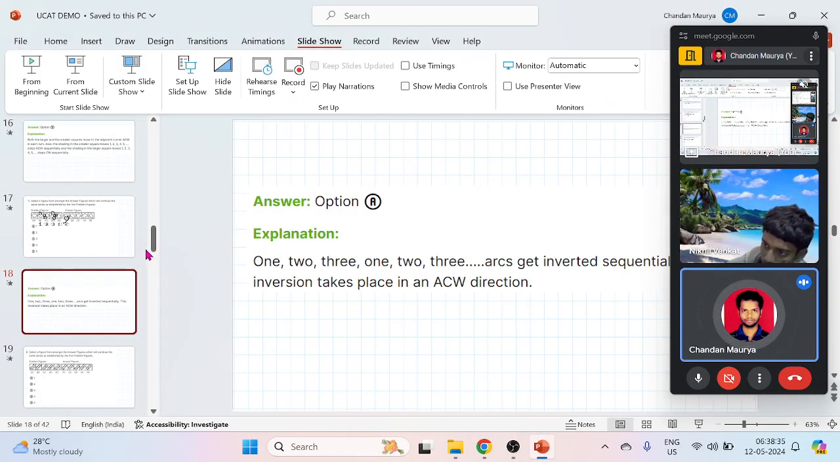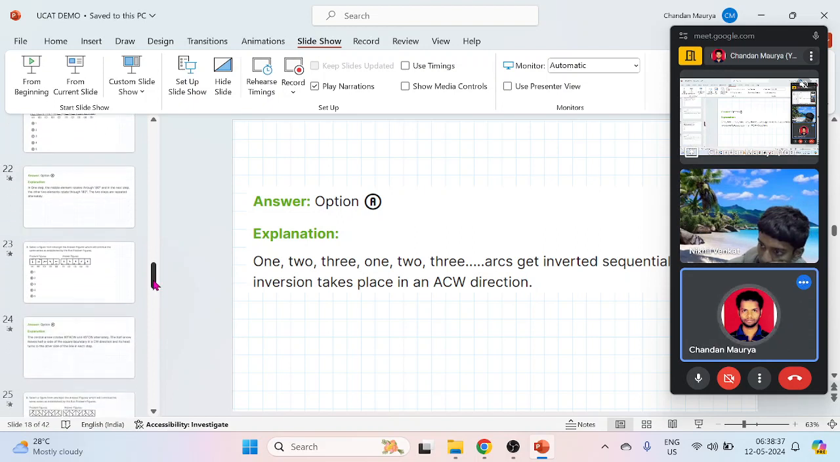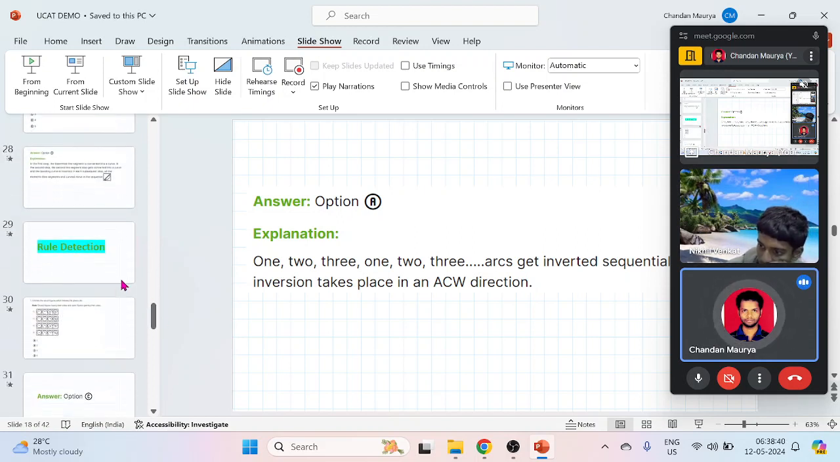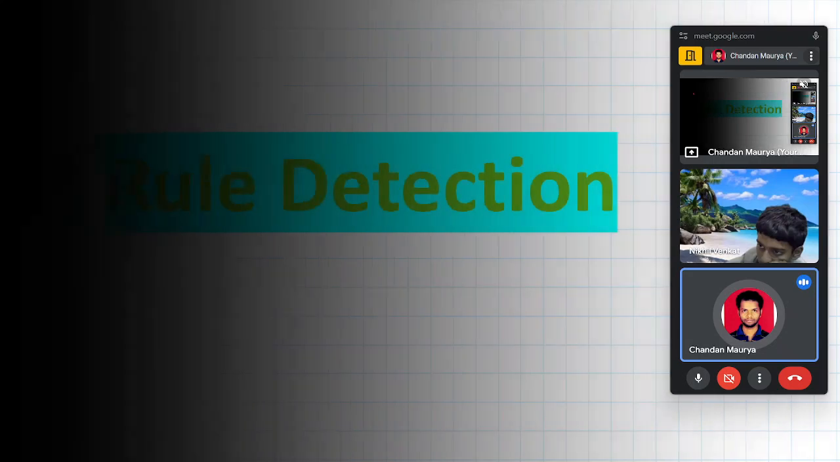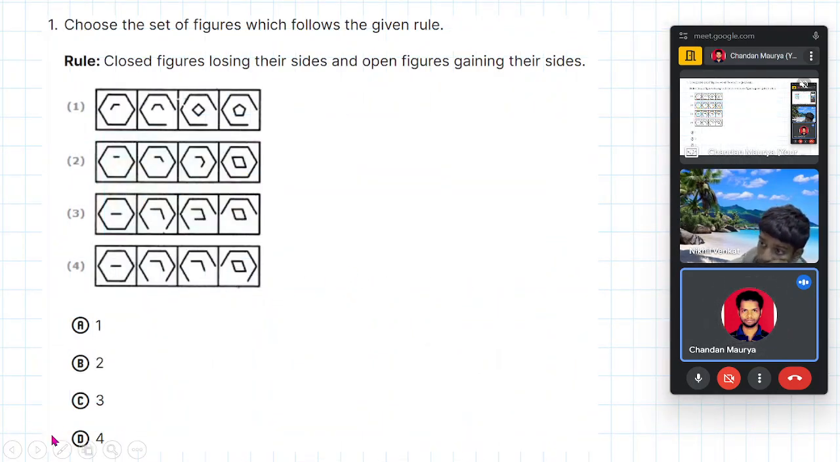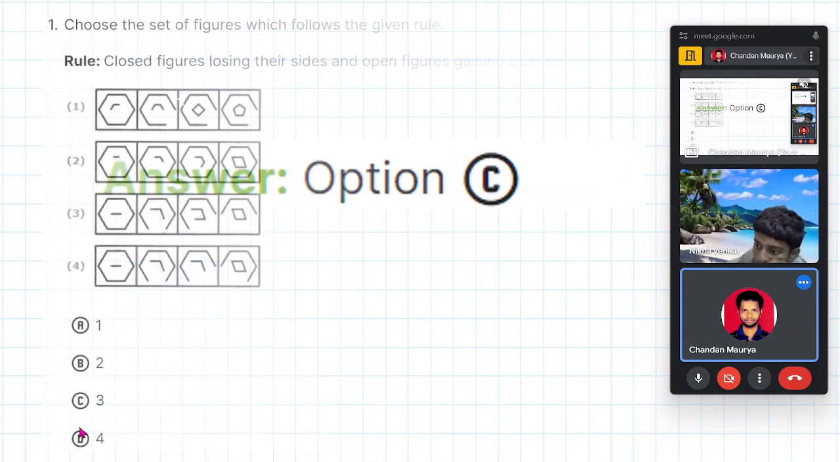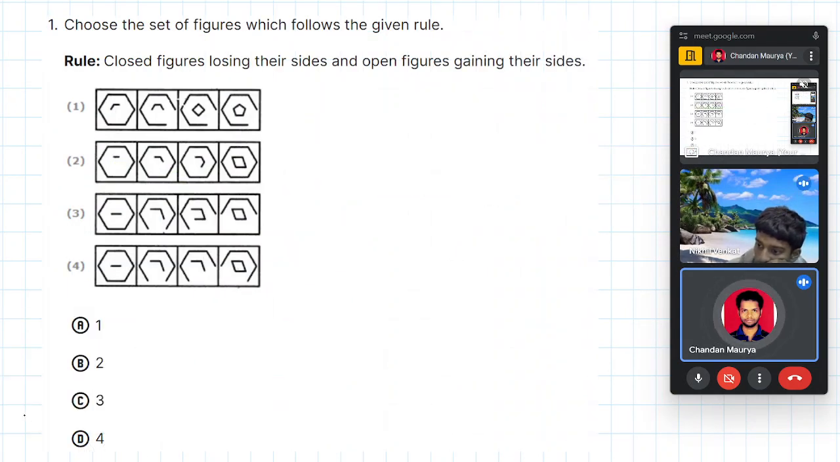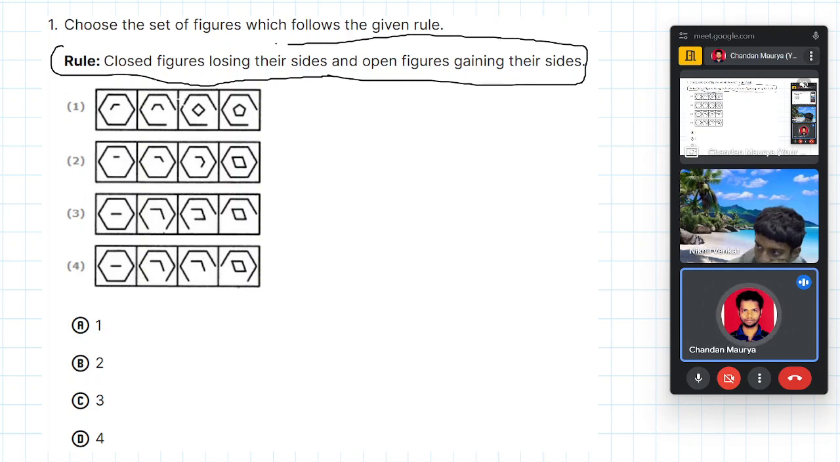So you'll be seeing these types of questions in your paper. Okay. Some more questions were there, but let's do another type. Rule detection. Sir, what is rule detection? Let's talk about this. Rule detection means some rules will be given to you. Okay. Closed figures losing their sides and open figures gaining their sides. All right, sir. And we have to find in which option this rule is getting followed. Let's see.